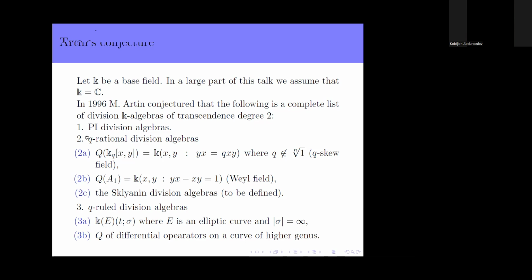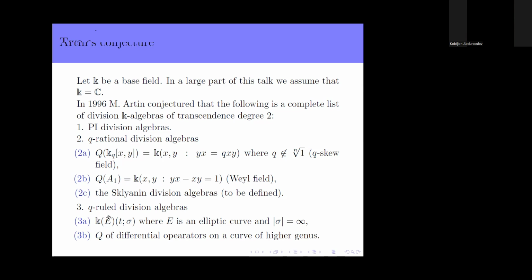So the first class is called Q-rational division algebras. Q is for quantum. Rational means it's a field of rational functions. The first one is the one we defined in the second question, these algebras coming from the skew polynomial ring. So this is a Q skew field. The second one is a val skew field, which we talked about in the first question. Then the third one is the Sklyanin division algebra. I'm going to define or mention it later, but this is slightly more complicated.